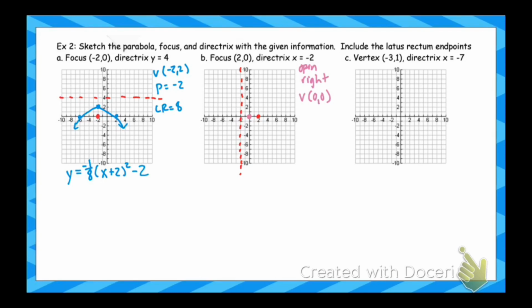P-value, it opens right, so it's positive. The distance between the focus and the vertex is 2. So then from here, I can get my 2 latus rectum endpoints. So I would move 4 from the focus in one direction, 4 from the focus in the other direction, because again, it's a total of 8. So from the focus, I'm moving 4 each way. And that's my parabola. If I want to write the equation, this would be x equals y squared. There is no plus or minus on that because it's not changing.